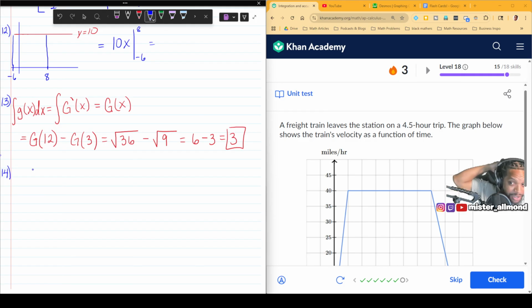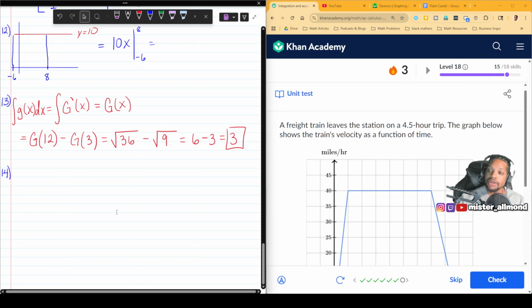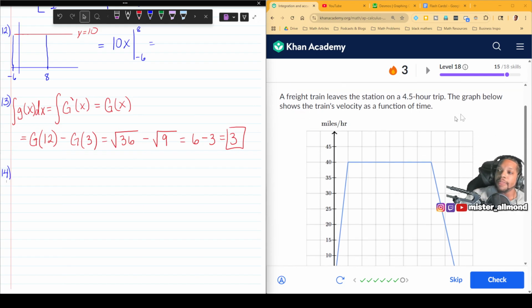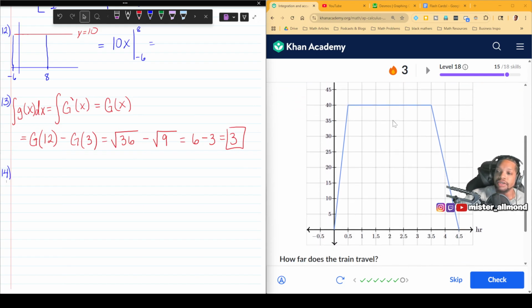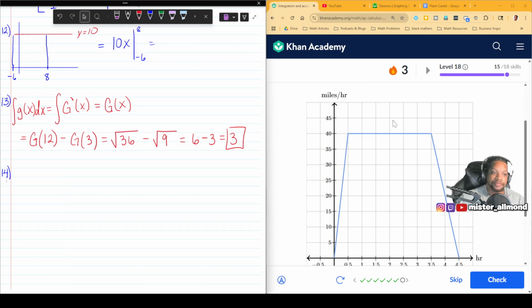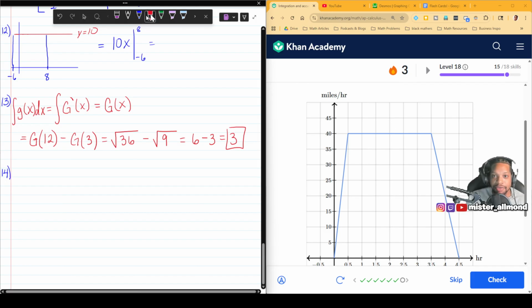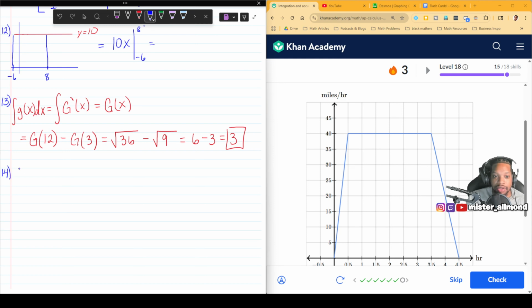Okay, so number 14, a freight train leaves the station on a 4.5-hour trip. The graph below shows the velocity as a function of time. Okay, that's pretty important because we got to remember, derivative of position is velocity, therefore integral of velocity equals position. That is a very important concept that I feel like is worth writing down, so I'm going to do that. This is just more so a concept that we have to consider.